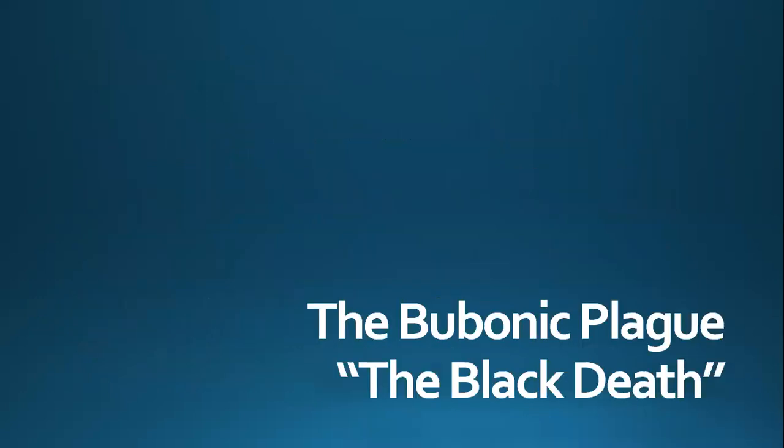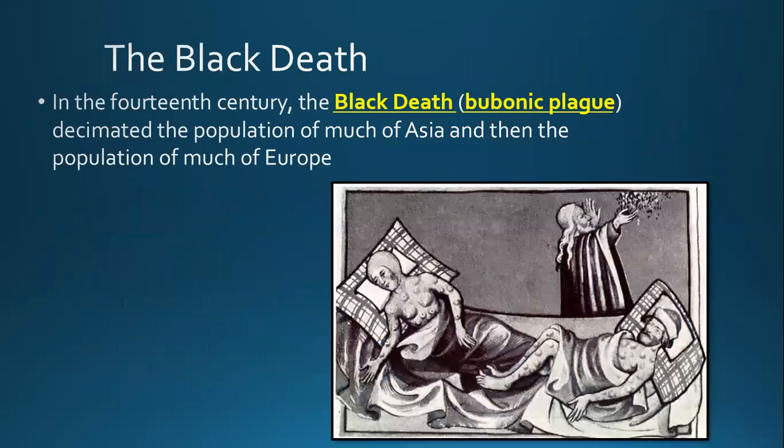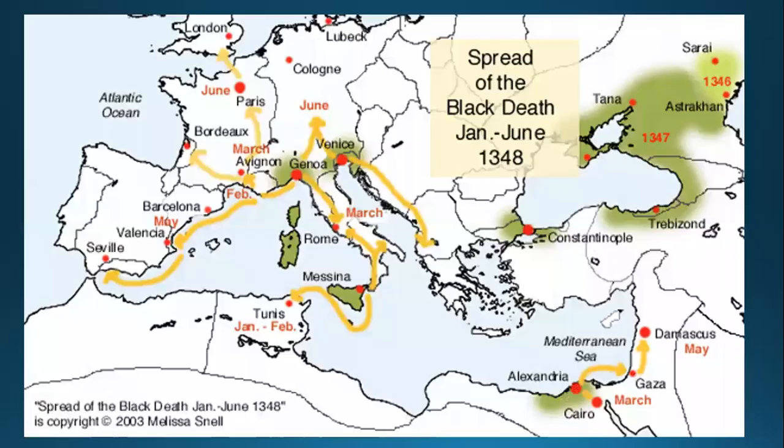All right, let's get into the interesting part of the day, the bubonic plague, also known as the Black Death. In the 14th century, the 1300s, the bubonic plague decimates the population of a lot of Asia and then a huge number of people in Europe. As you can see here, it spreads in Europe basically from Italy and up into everywhere else.